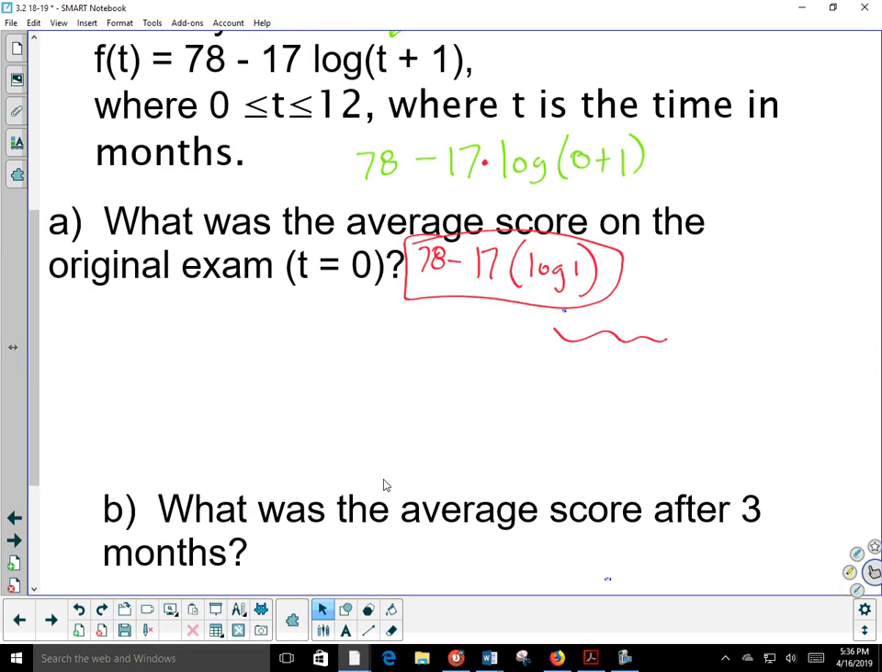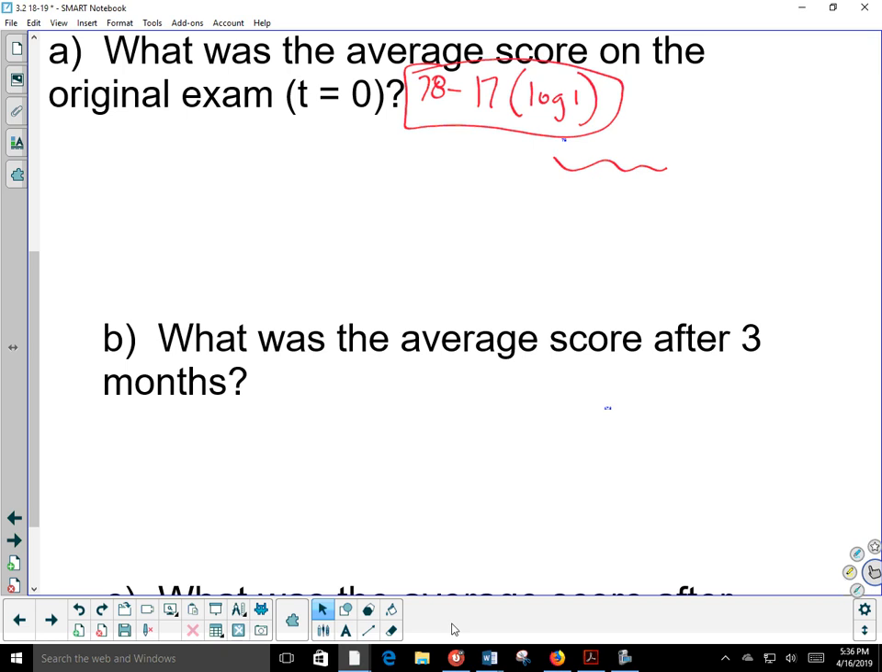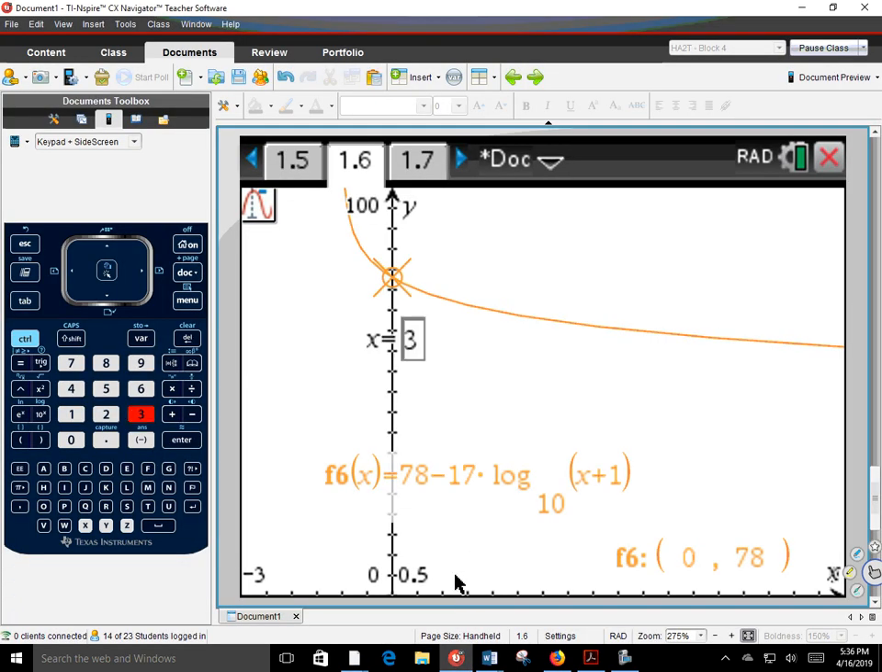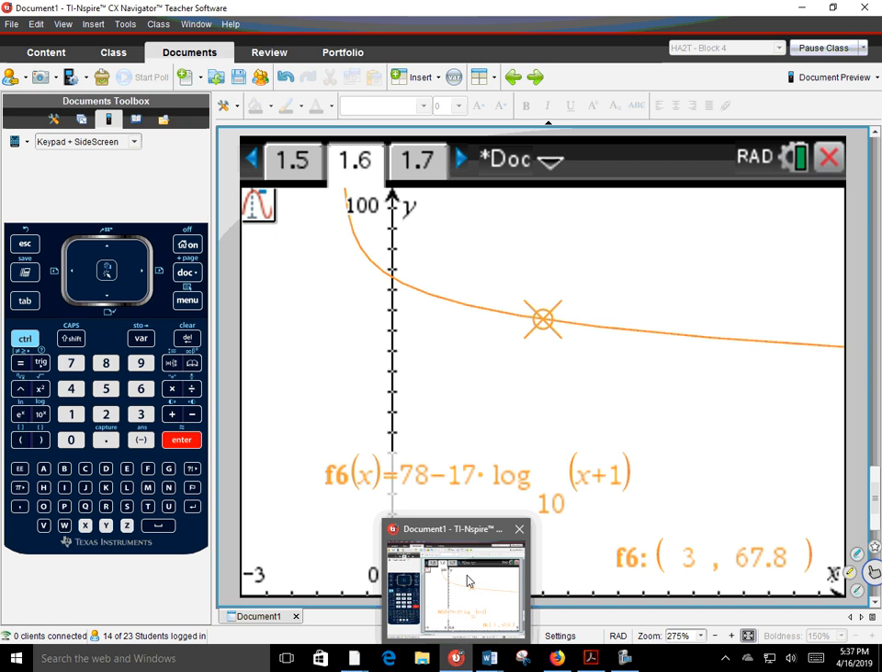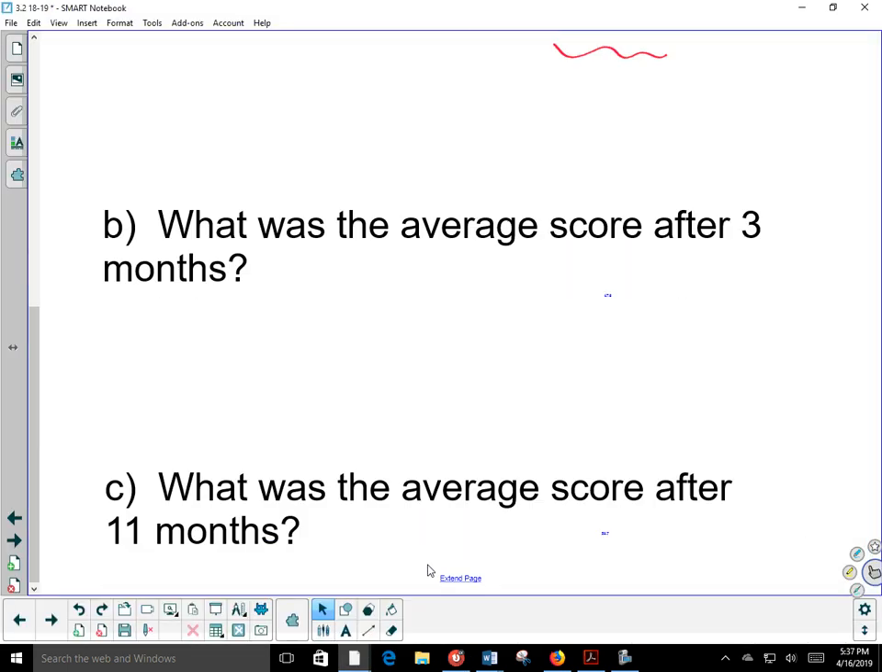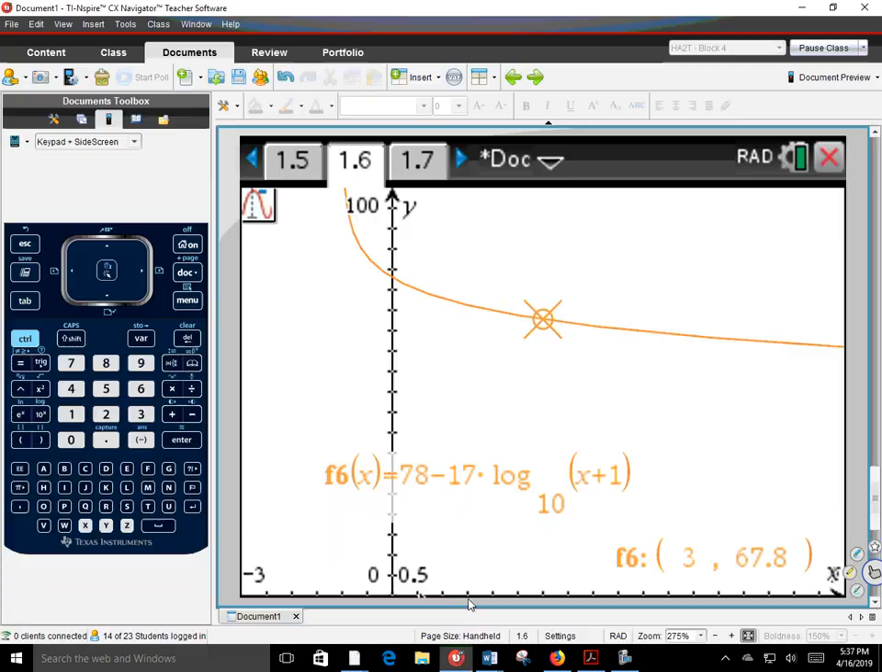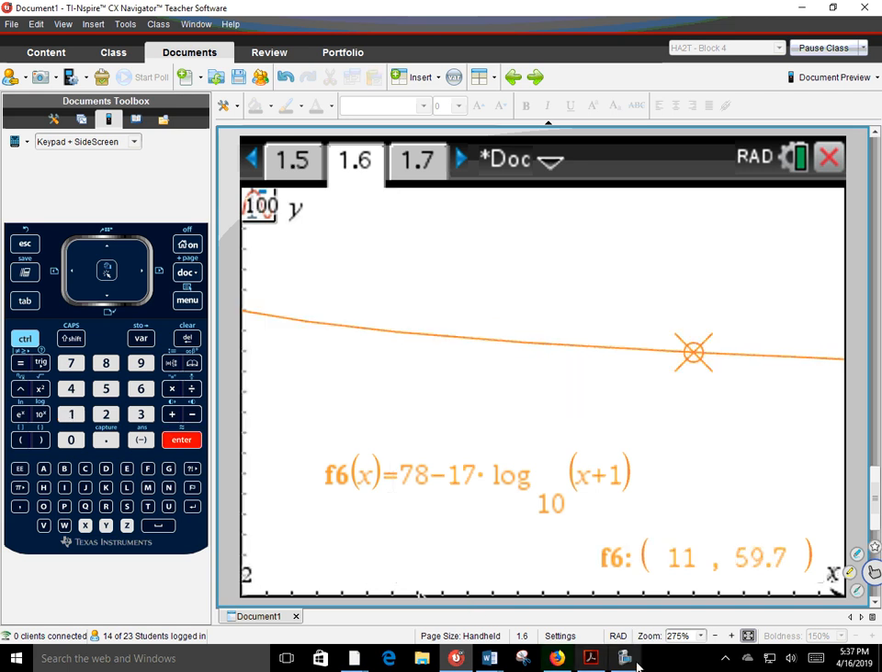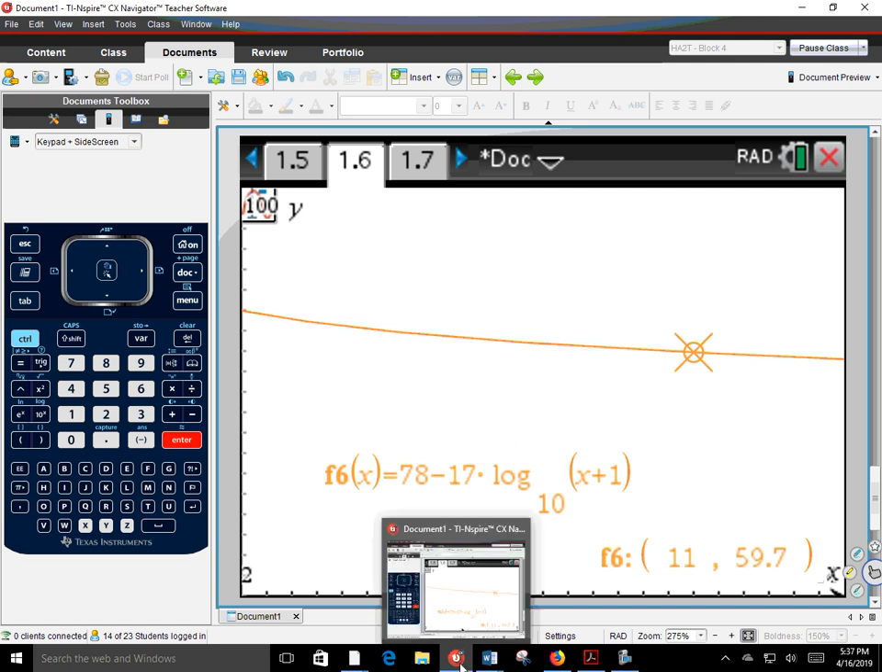And then, what was the average score after 3 months? Here we can just type in 3, and it tells us the average score after 3 months was down to 67.8. So they already lost about 10 percentage points on average. And what was the average score after 11 months? I can just type in 11, and I'm getting 59.7. Of course, you could do the same thing pulling up a table, but I just chose to use the trace button. As you can see, as time goes on, you start losing what you have learned. You don't remember all that much of what you learned. So that's what the human memory model is all about.